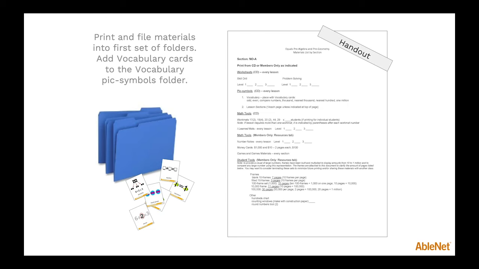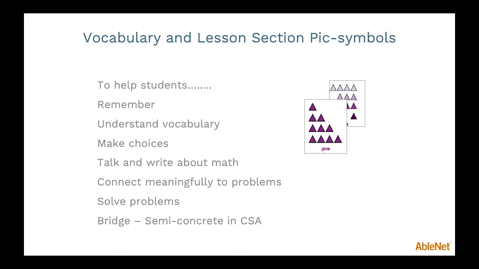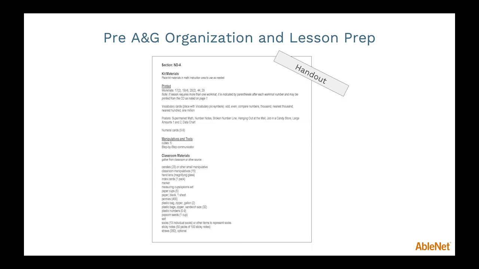The vocabulary cards will be placed in the pick symbols folder in your filing system. The vocabulary cards are used as visual examples for students while problem solving, or when communicating their learning on the I Learned work mats, communication devices, and number notes. It is important to note that most of the materials in the classroom materials section are items that are typically found in a classroom or relatively easy to acquire.